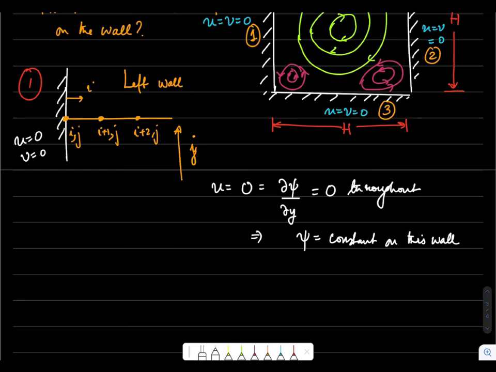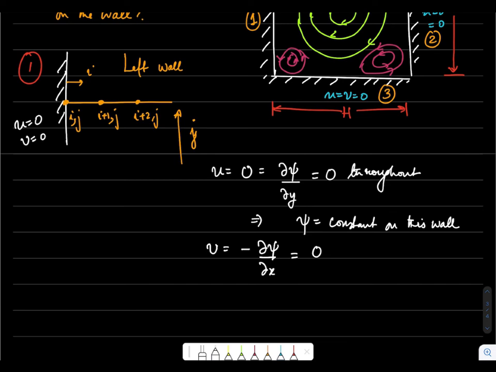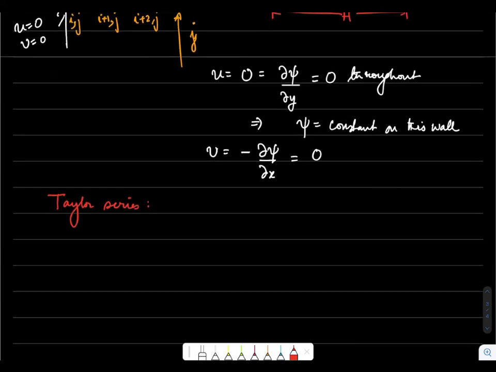Which means the second part is that velocity v is minus d psi/dx. So this is also 0 on the wall, but only on the wall. It's not 0 as we move to the right. So now I will use Taylor series and use this information to calculate omega.